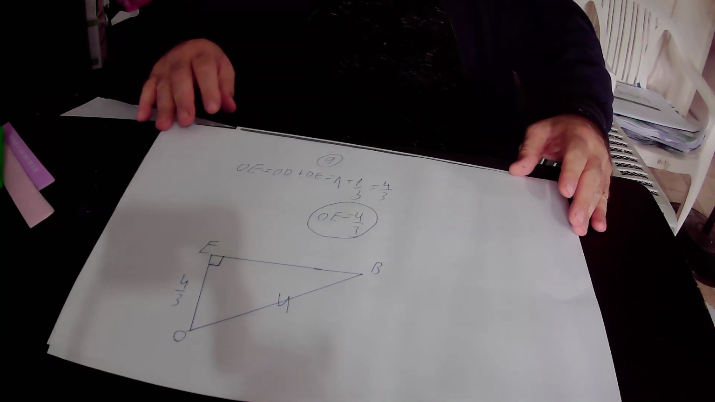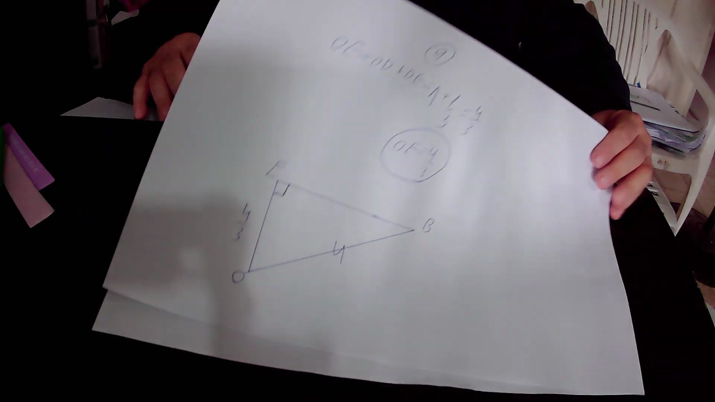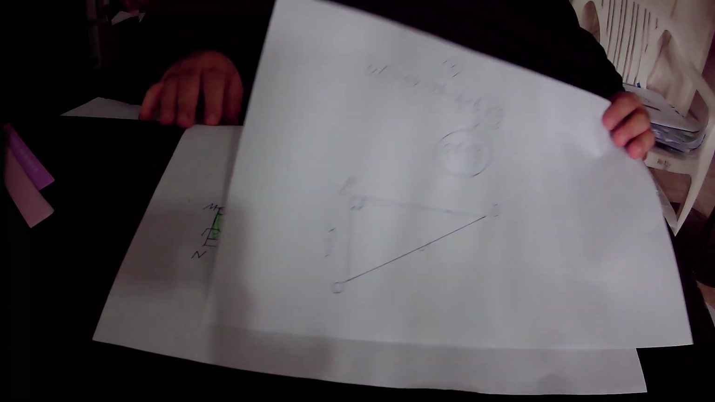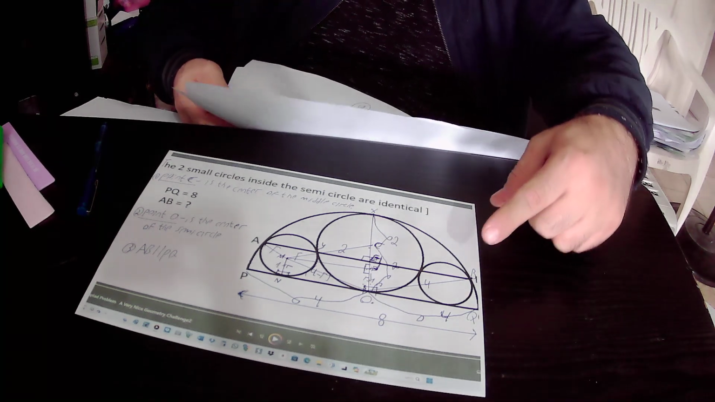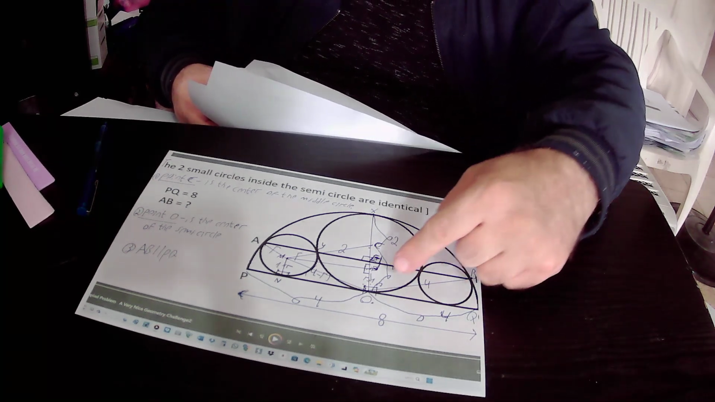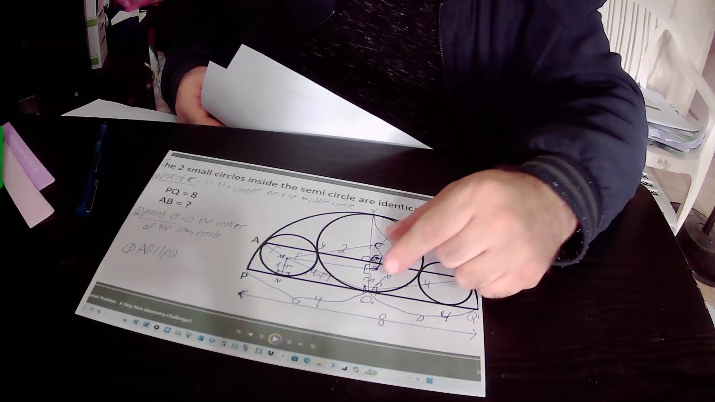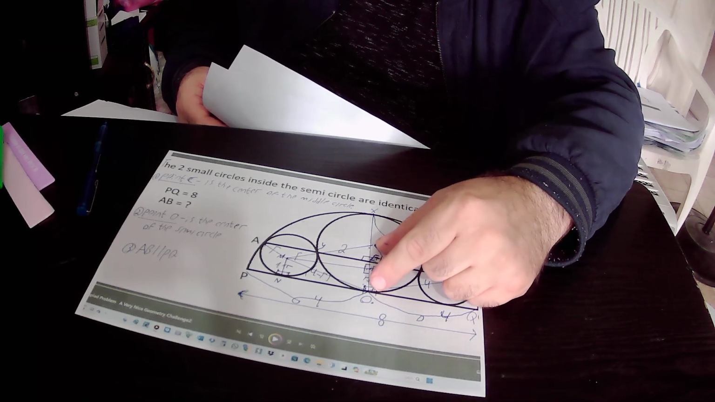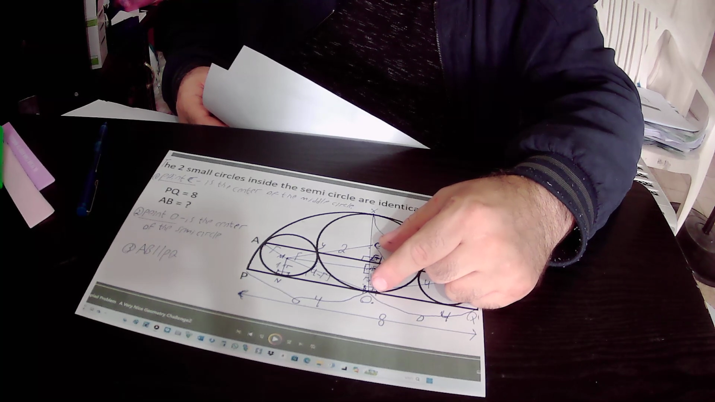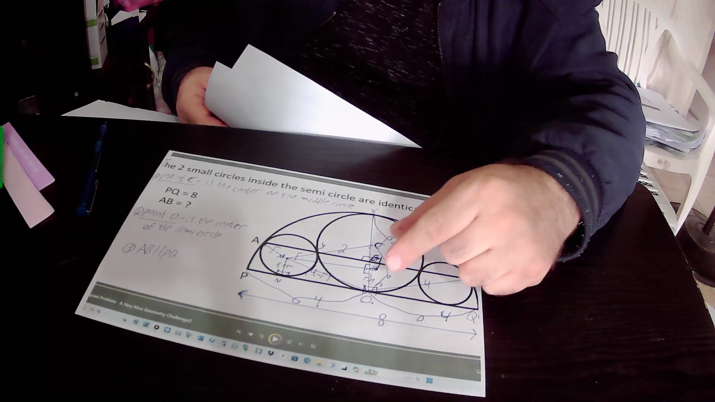Then we focused on the right triangle OEB. We actually proved that triangle OEB is a right triangle. Here we have those two angles that are located between the parallel lines AB and PQ. Therefore, they are equal to each other.